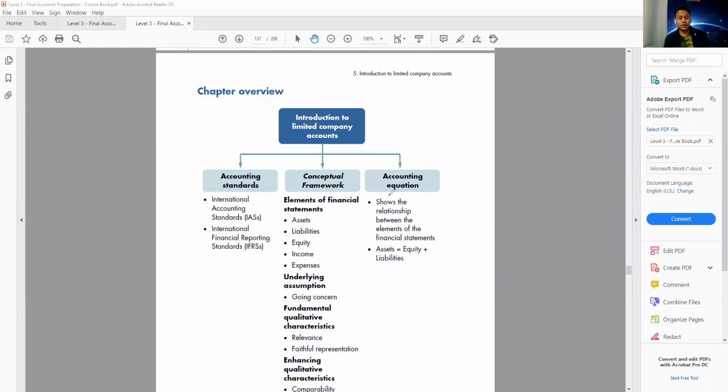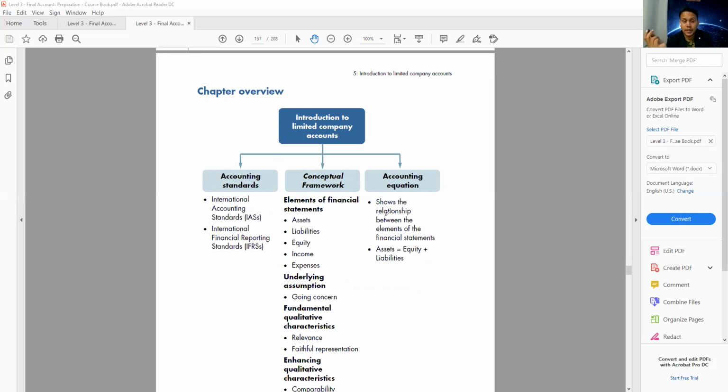Now, the chapter overview will tell us what we're going to learn in the chapter. It's very, very important. When you read a chapter, you try to understand the logic behind that. So why am I doing the limited company? What does International Accounting Standard mean? How do I prepare the accounts? Because at the end, this study will not help you if you cannot utilize it in your workplace.